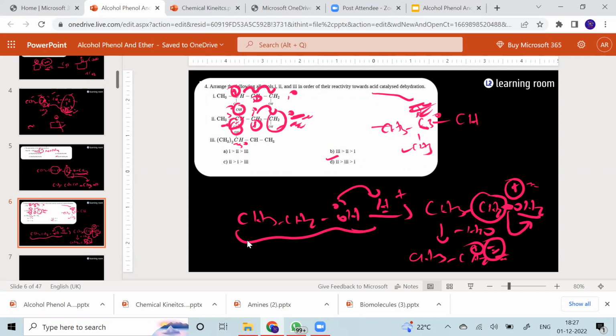In the second molecule, there's no hydride shift. In the third molecule, there's no hydride shift. But in the first molecule, you will be able to convert a primary into tertiary by hydride shift. So that time it's okay. That's what you're telling. Okay, sir. Understood, sir.